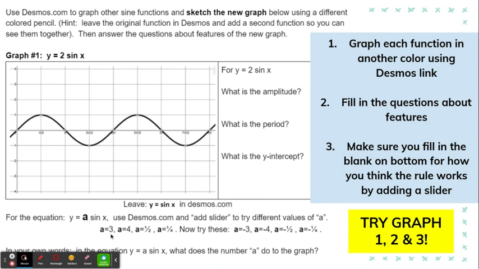I'd like you to see what happens to the graph if that A value in the front was 3 or 4 or 1/2 or 1/4. Try these and see what happens to the graph. And then try these different numbers. Jot down for me what that number does to that graph, okay?